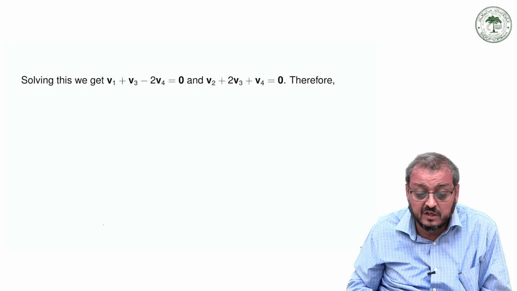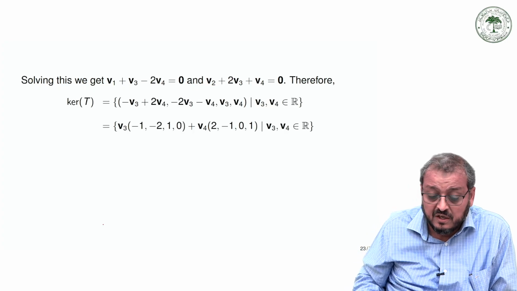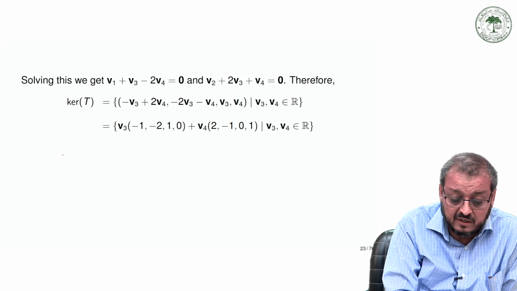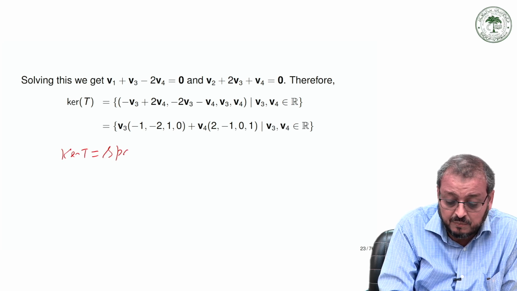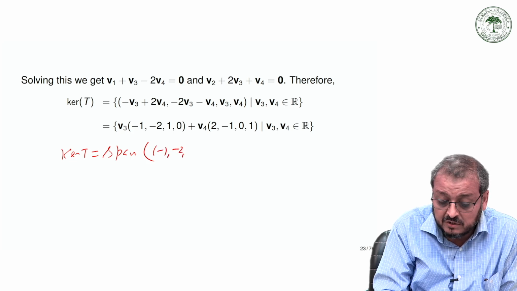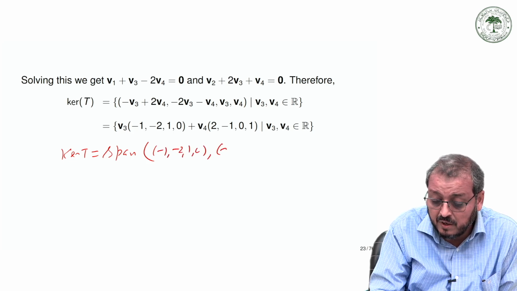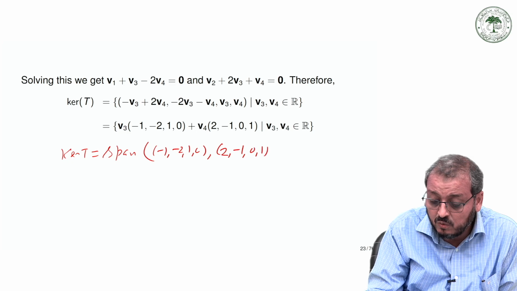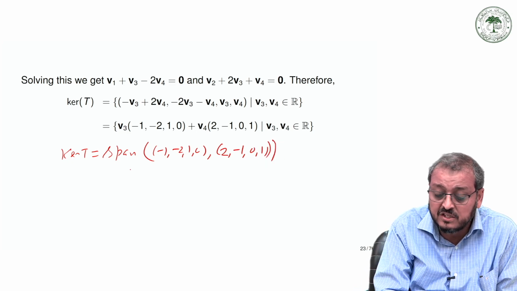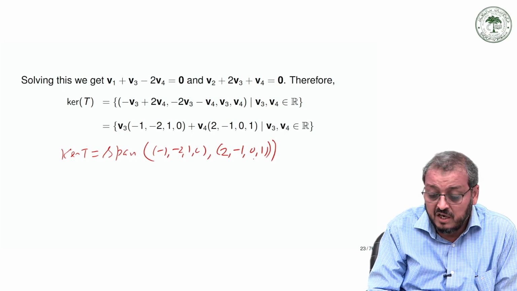Now we can say that the kernel of T is nothing but the span of (minus 1, minus 2, 1, 0) and (minus 2, minus 1, 0, 1). And clearly these two vectors are linearly independent.